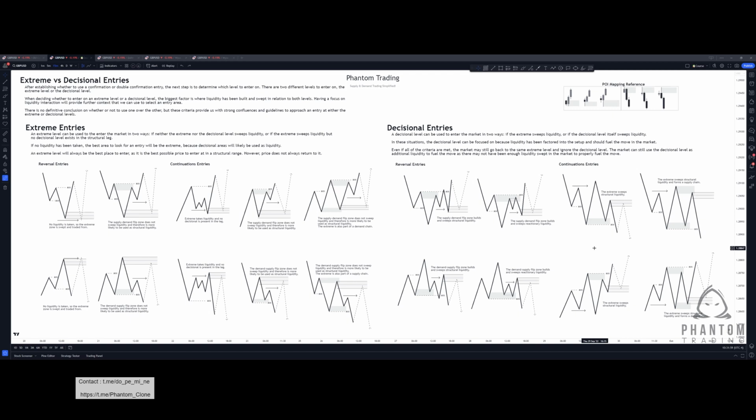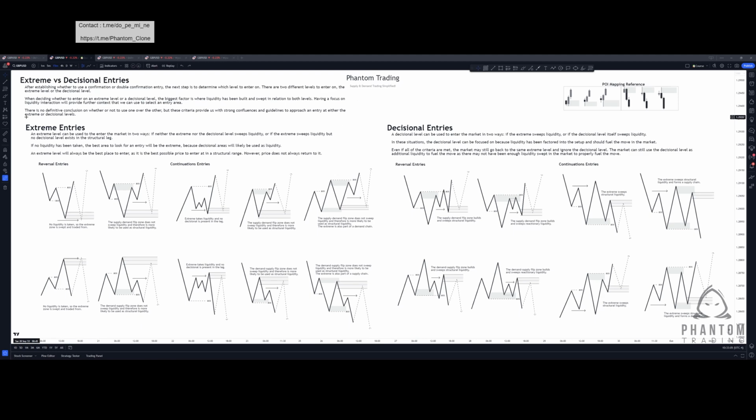And we can also use this information on a double confirmation entry to establish our first level of respect, because the first level of respect can also form at an extreme or a decisional level based on these confluences. And on top of that, we can use this information to gauge whether or not we're actually going to enter our double confirmation entry on an extreme or a decisional level. Because if we're looking at our double confirmation entry, our floor component of the double confirmation could be at an extreme or a decisional level.